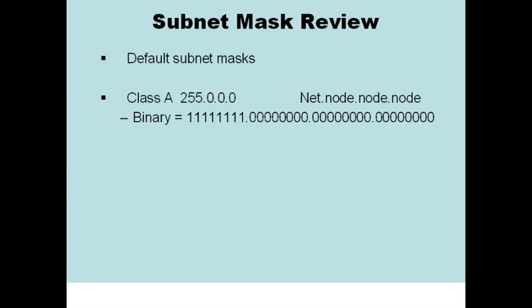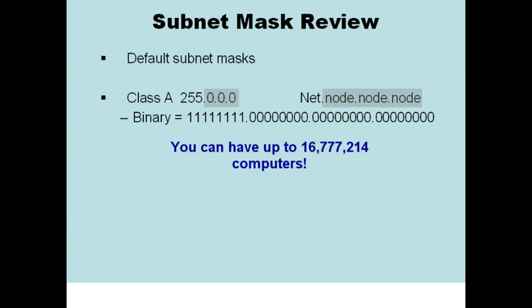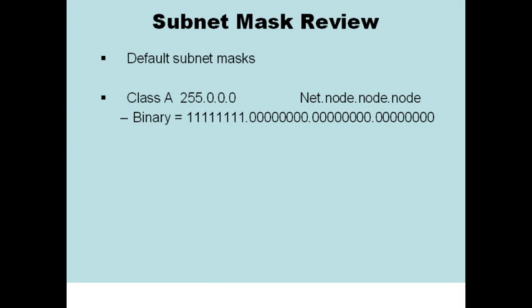Before we delve into subnetting, let's do some subnet mask review, namely default subnet masks. The Class A default is 255.0.0.0, and this tells us that the first octet of the IP address is the network portion, and the other three octets are the node or host portion. This is suitable for very large networks with a lot of computers. In binary, there would be 8 ones and 24 zeros.